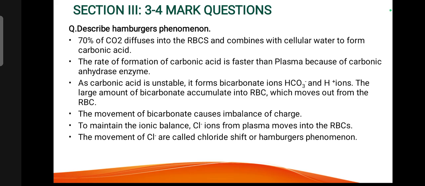The movement of bicarbonate ion causes imbalance of charge. To maintain this balance, chloride ions (Cl minus) from the plasma move into the RBC. The movement of chloride ions is called chloride shift or Hamburger phenomenon.